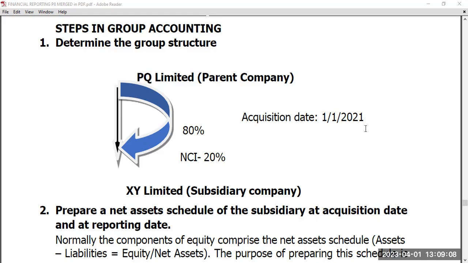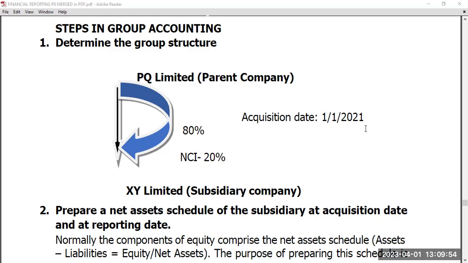As a precursor of what we did in the previous videos, remember we said that if one company buys more than 50% of the shares in another company, we end up having a parent to subsidiary relationship. That relationship forms what we call a group. So as we go into group accounting, it means we have already formed our group, meaning we have both the parent and the subsidiary company.